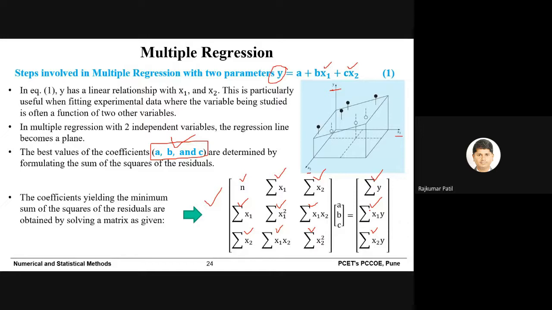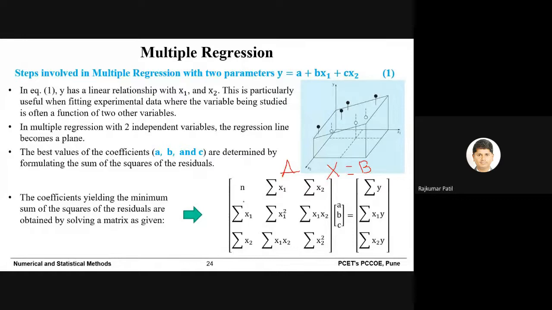From that table you need to find all the values of the matrix, and when you look at this matrix, it is of the form A x equal to B. Such a thing we already studied in unit number 1, solution of simultaneous equations.